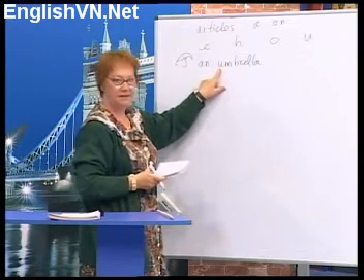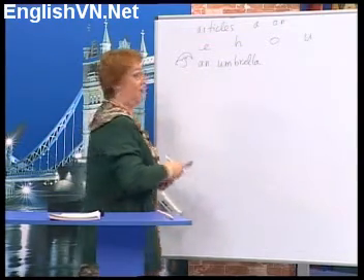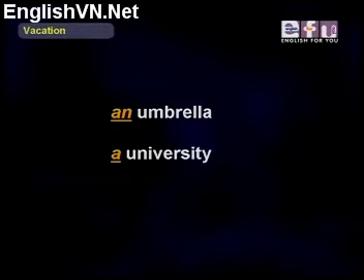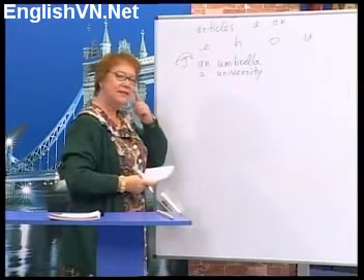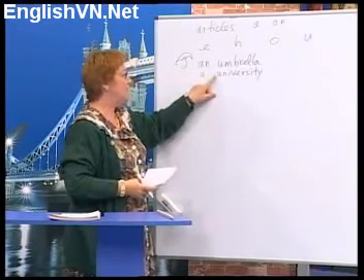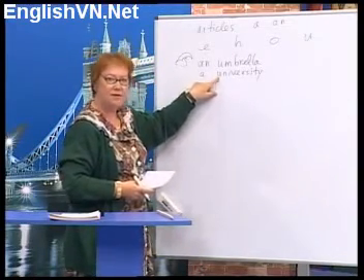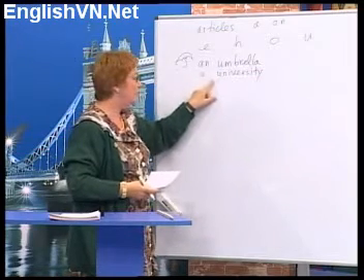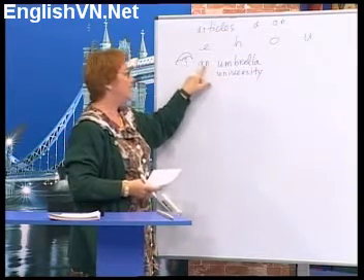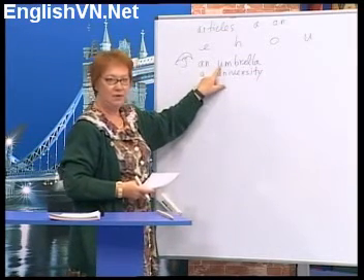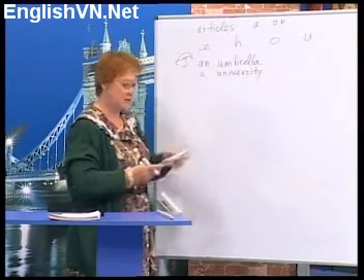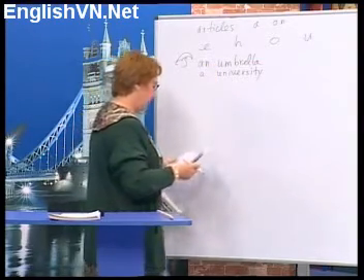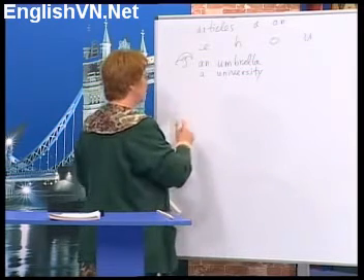Because it's a vowel sound. Now, another one is a university. A university. But listen to the difference in sounds. A university. U. Okay? A university. An umbrella. Okay? So the sound of the vowel is very important. Okay, here's some other examples.